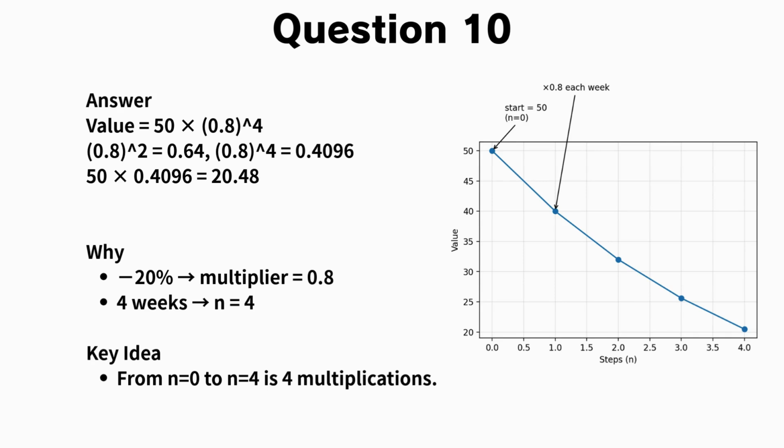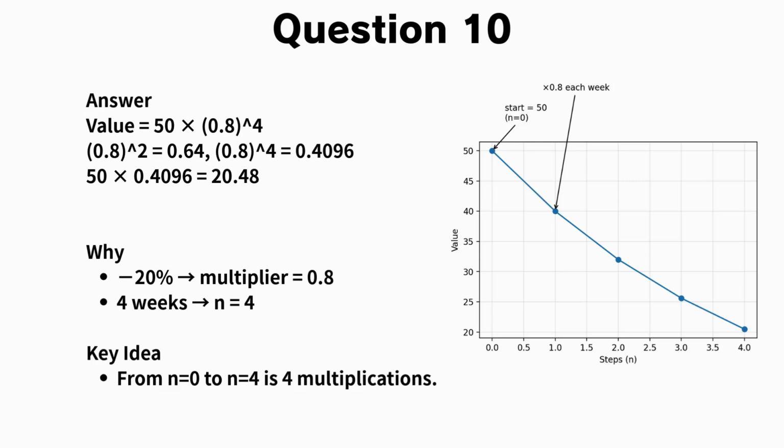Compute step by step to avoid mistakes. 0.8 squared is 0.64. Then square again for the 4th power. 0.64 times 0.64 equals 0.4096. Now multiply by 50. 50 times 0.4096 equals 20.48. So the balance after 4 weeks is about $20.5.